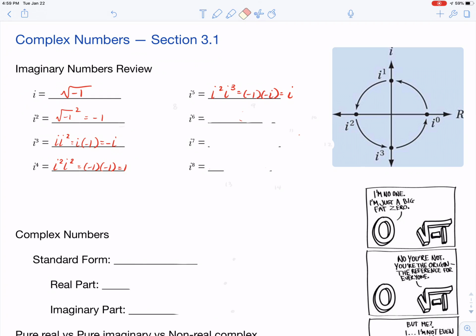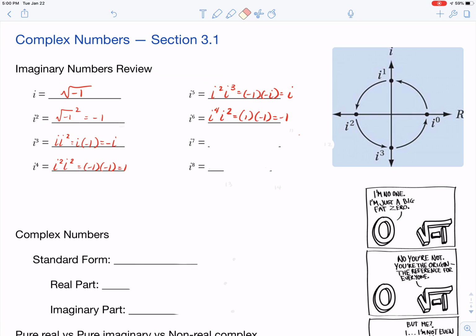So let's continue on with i to the 6th power. Maybe you would like to use an i to the 4th times i squared for a total of 6 i's. Well, we know that i to the 4th is 1. We know that i squared is -1. So therefore, this is going to be -1. And again, I've seen this before. I've seen that over here at i squared.